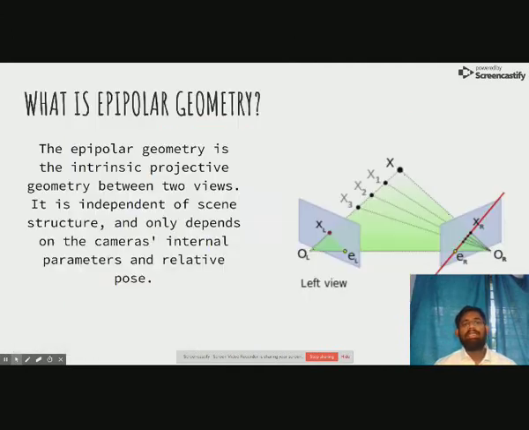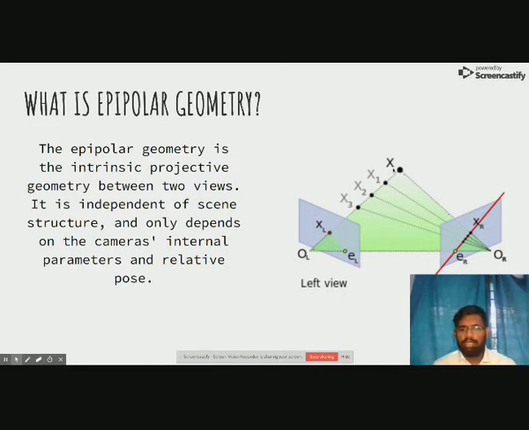But before that, let us discuss what epipolar geometry is. Often, if an object is kept in the real world and you take two images of the object from two different camera angles, then the 3D coordinate of the object in the real world does not change, but in the camera coordinates, it changes. So to handle those changes, we need epipolar geometry.